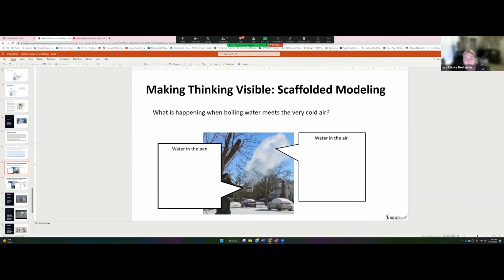So same question, but here I put the picture from the video back in here. And I want to know what's happening to the water in the pan. And I also want to know what's happening to the water when it hits the air. Okay, so what's happened? The water in the pan is boiling. What is this up here? Is it water vapor? Yes or no from anybody?